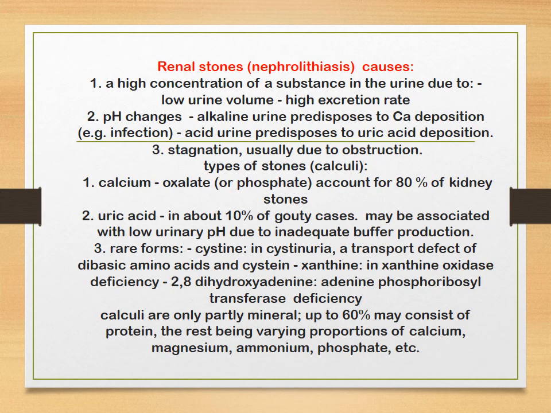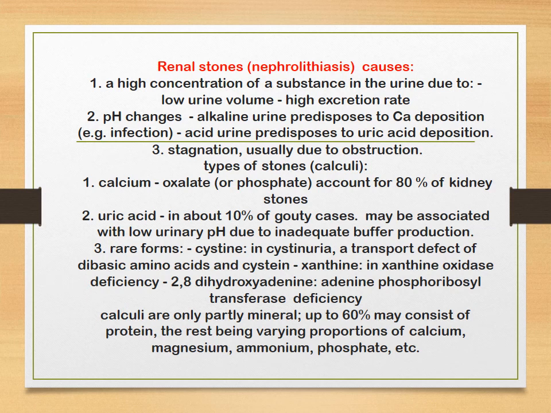Finally, renal stone, nephrolithiasis, which may occur within the renal or post-renal tract, the ureter or urethra, and this is characterized by what? High concentration of the substance in the urine, meaning accumulation of the substance in the lumen due to low urine volume or high excretion rate. The pH is very important. Alkaline urine predisposes to calcium deposition, for example during infection, while acid predisposes to uric acid deposition. Stagnation is usually due to obstruction, a type of stone.